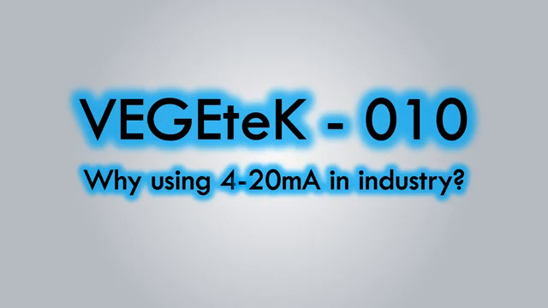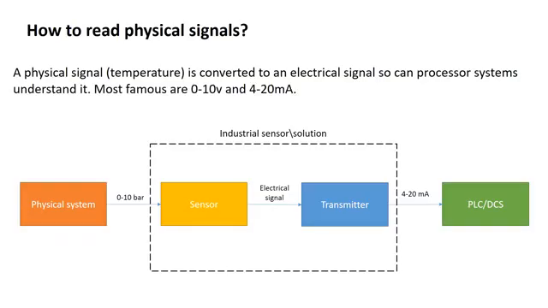Welcome to episode number 10, where we will discuss why we use 4 to 20 milliamps in industry instead of voltage signal. So let's get started.